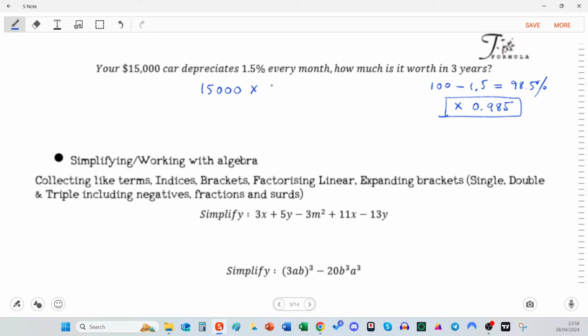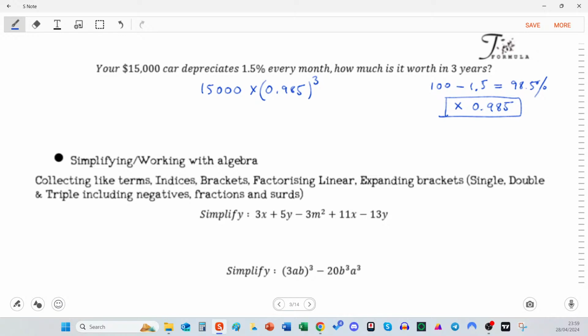That's every single month. So 0.985 for the first month. Whatever that is, we're going to multiply it again. And then whatever it is, we're going to multiply it again. Essentially, we're going to multiply it by however many times, like 0.985 to the power of 3.